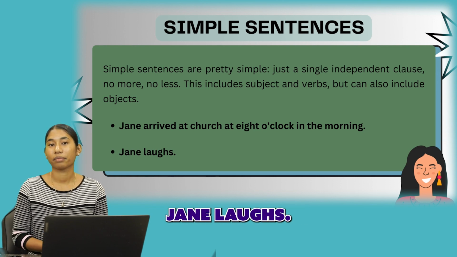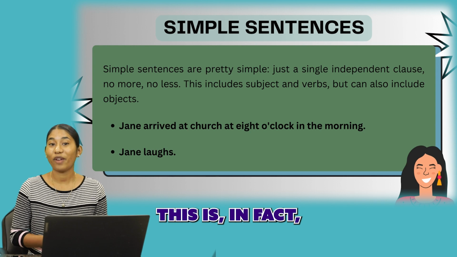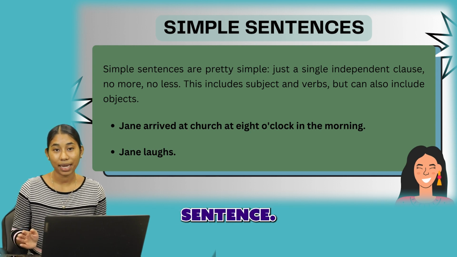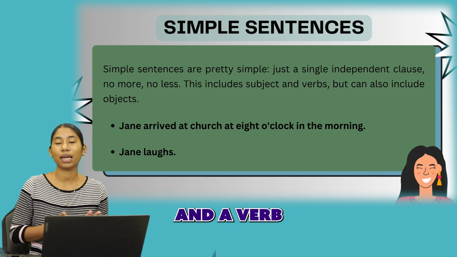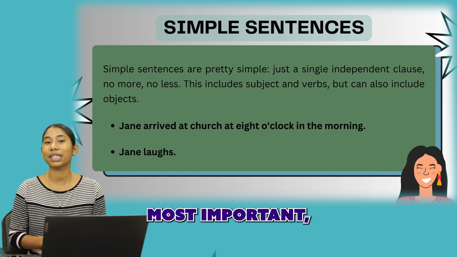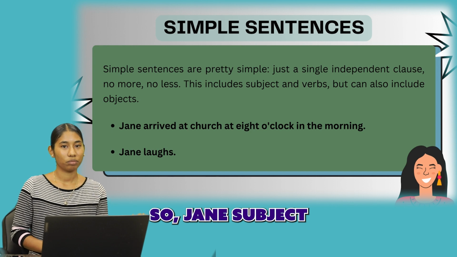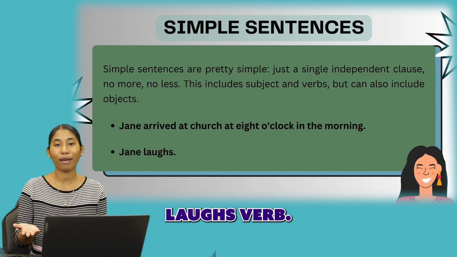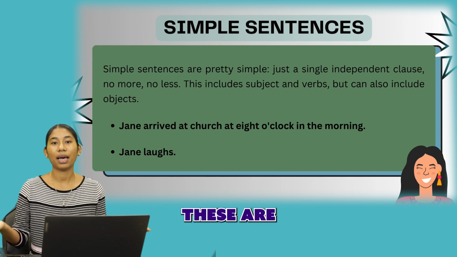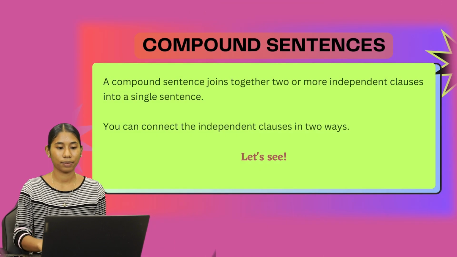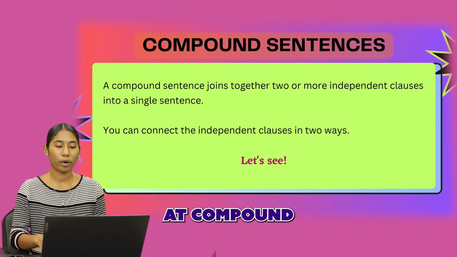Then I have a second example. Jane laughs. This is, in fact, a complete sentence. There's a subject and a verb, and most important, it expresses a complete thought. So, Jane, subject, laughs, verb. These are simple sentences.